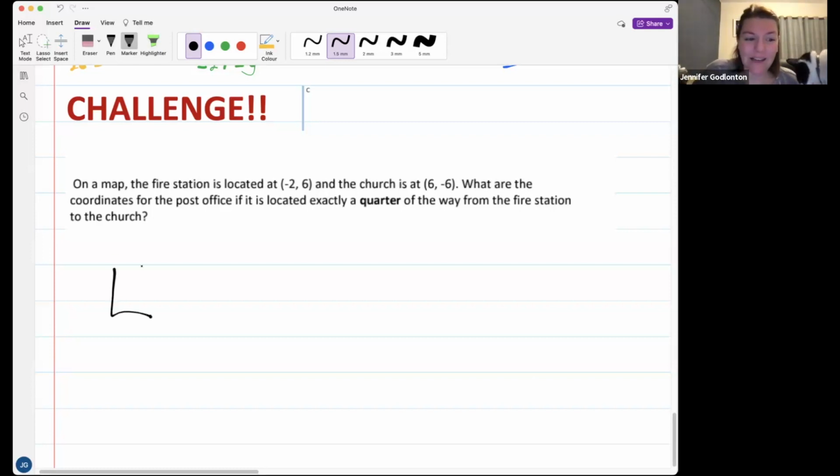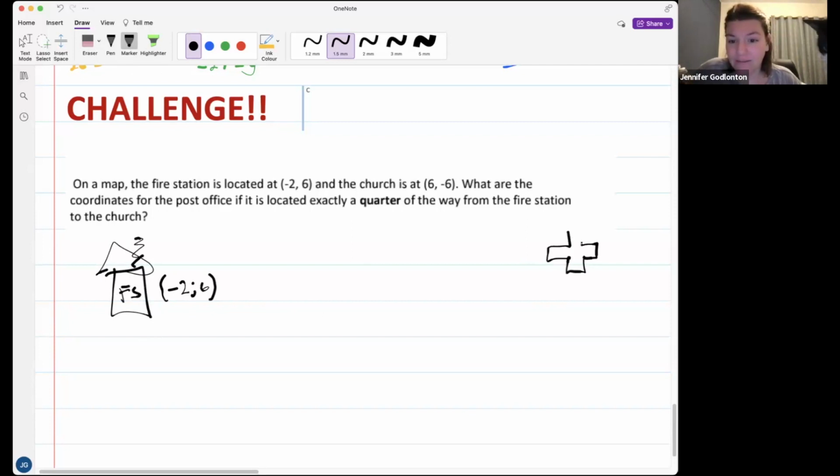So we've got our fire station over here. That's our fire station. And its coordinates are -2 and 6. And then we've got a church over here. That's more like a hospital. I tried my best, guys. It's okay. It's fine. It's just, oh gosh, I'm not an artist.